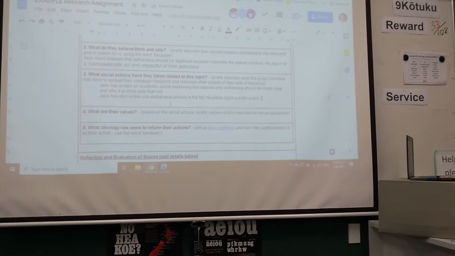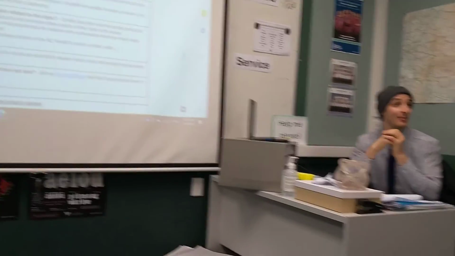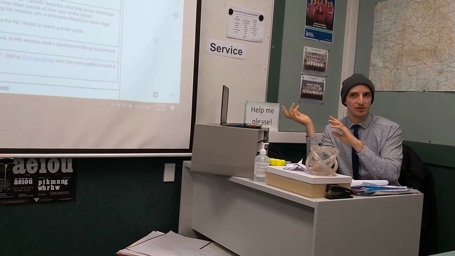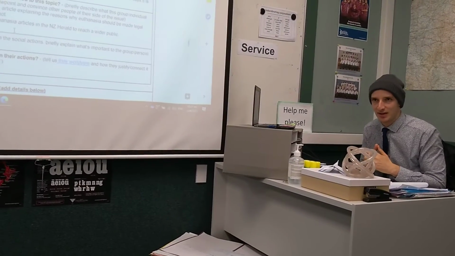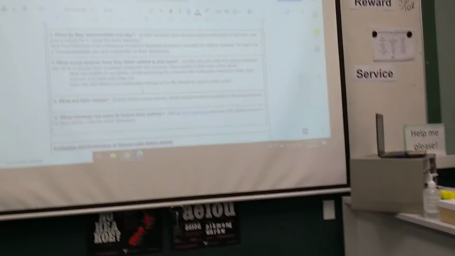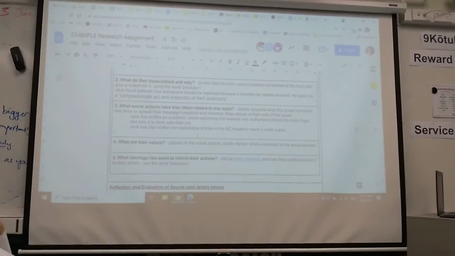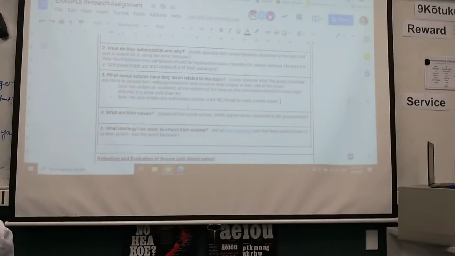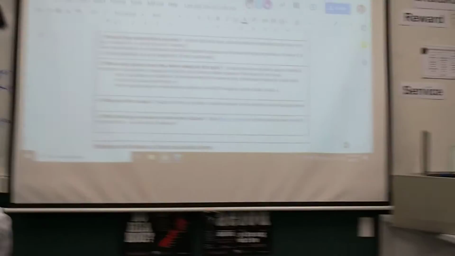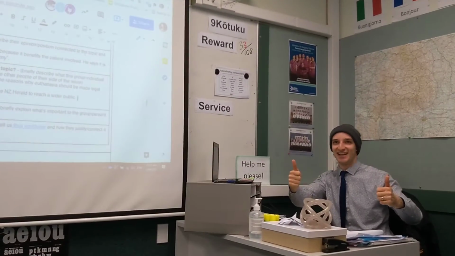Because when you write an article in an academic journal, it's not going to reach that many people. This source, for example, is in a database, so people are not going to access it that much. But a New Zealand Herald article, a quick Google and it's there. So he's reaching a wider public by doing that. If you're able to recognize that and write about that, that's a good thing.